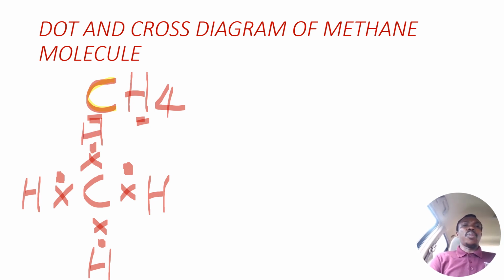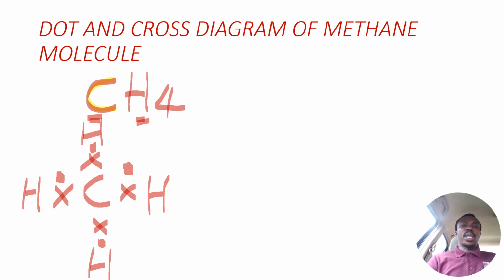So each of them contributes 1 electron for the bond formation. Carbon contributes 1, hydrogen contributes 1. You can see that each of them has attained its noble gas configuration. That is the essence of bonding. Carbon has completed 1, 2, 3, 4, 5, 6, 7, 8, which is the octet state, and each hydrogen atom has completed 1, 2, which is the duplex state. So they have attained their noble gas configuration.